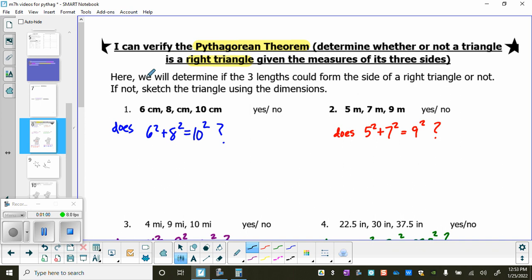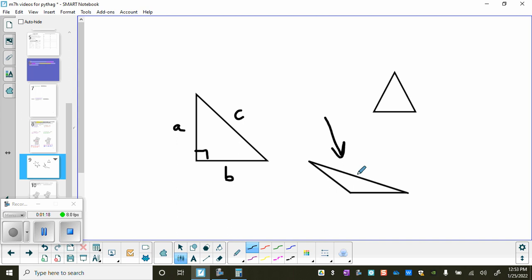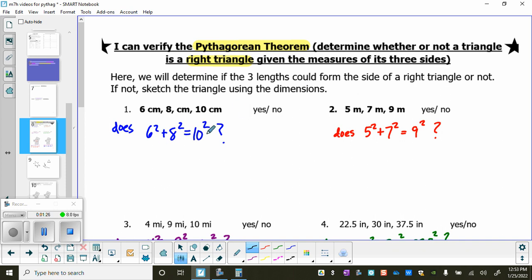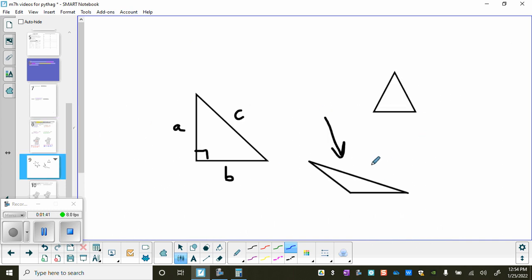All right, so for the first one, we're just going to determine if these three lengths could form a right triangle or not. If not, we're going to sketch the triangle using the dimensions, okay? So for the first one, all I'm saying is if I give you three lengths of a triangle, 6, 8, and 10, my question is, would it be an obtuse, an acute, or a right triangle? Would 6, 8, 10 make one of these three triangles? Now, if it forms a right triangle, we know that the Pythagorean theorem should work. So we could ask ourselves if this side squared plus this side squared equals this side squared. And if it does, yes, we've got a right triangle. And if not, we have one of the other two types of triangles.